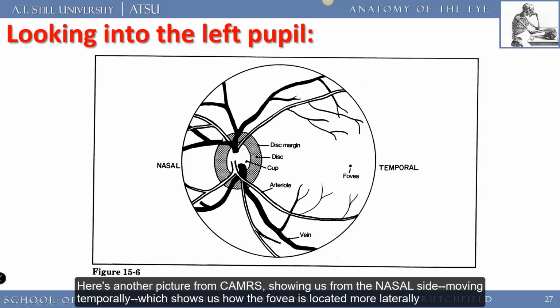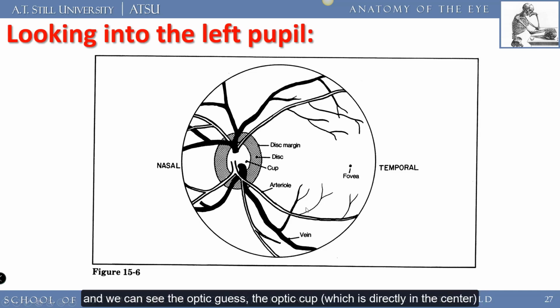Here's another picture from Clinical Anatomy Made Ridiculously Simple showing us from the nasal side moving temporally, which shows us how the fovea is more lateral, i.e. more towards the temporal side. And we can see the optic disc, the optic cup, which is directly in the center. And we can see the disc margin, but none of the nerve fibers, as you can see, cross the fovea laterally. None of the nerve fibers cross the fovea.